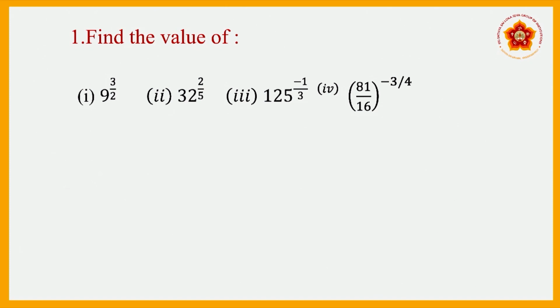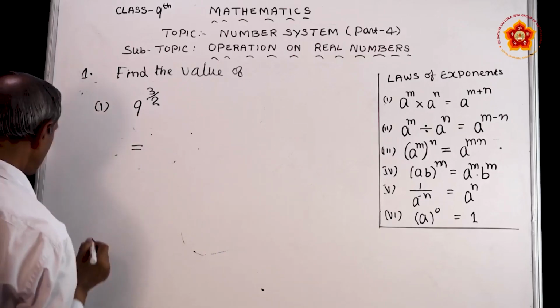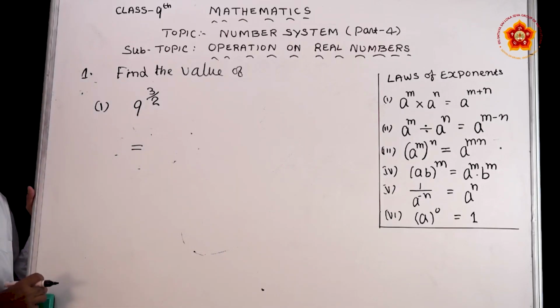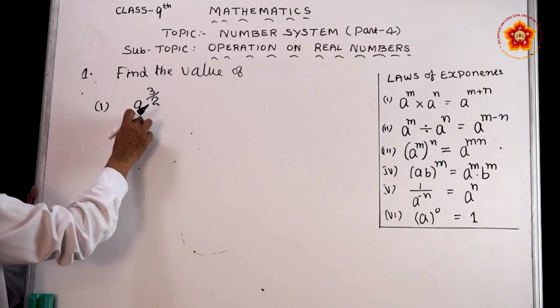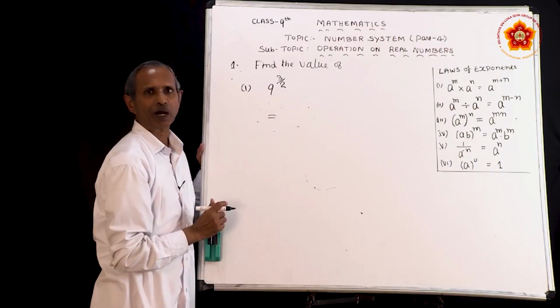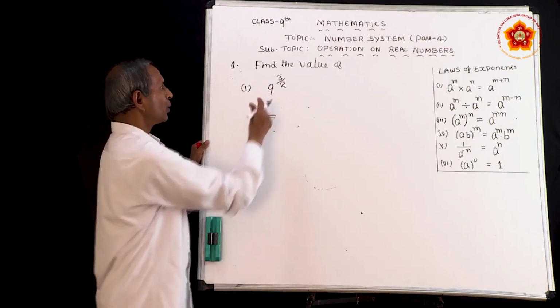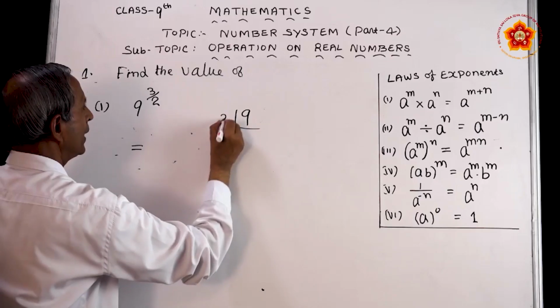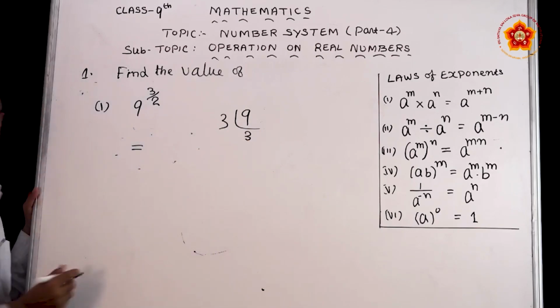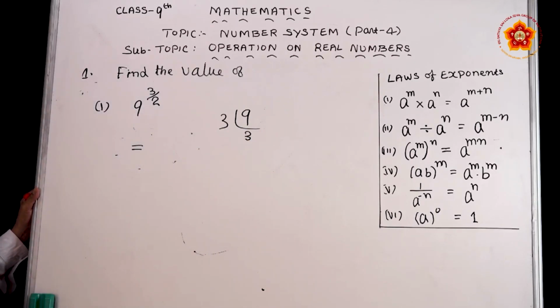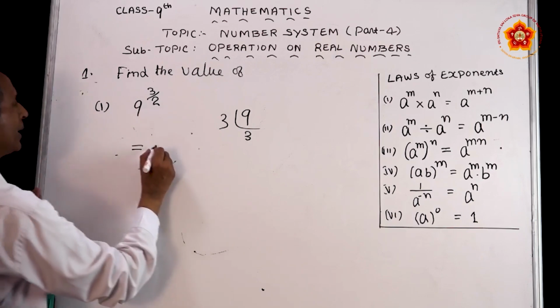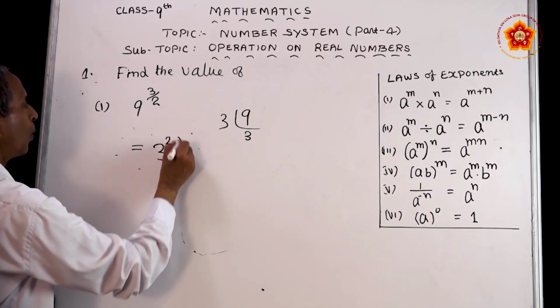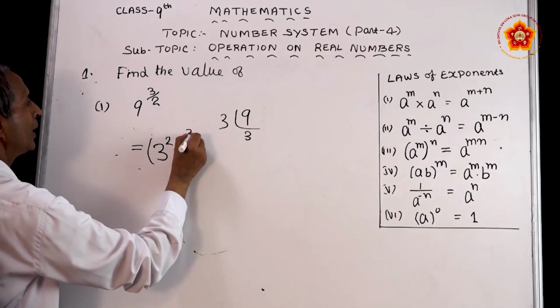I will take the first problem as 9 raised to the power of 3 by 2. Now here it is a composite number. So first of all, you have to convert 9 into its prime factors. You already know how to find the factors of 9. 9 can be written as, look here, 3 into 3 is 9. How many times is 3 there in this number? 2 times. So I will write it as 3 square whole raised to the power of 3 by 2.